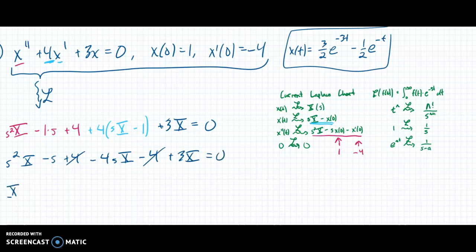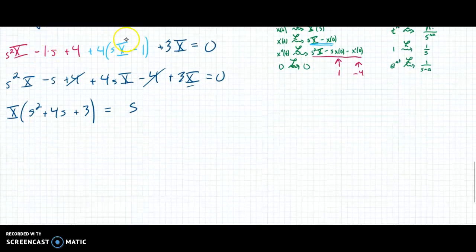So I'm going to go big X, factor out. I get s squared minus 4s. Sorry, this should be a plus. I don't know why I wrote minus there. I'm sorry. Plus 4s plus 3, because the X gets factored out, equals, on the right-hand side, it looks like I just have an s. Is that correct? Yep. So I can divide.